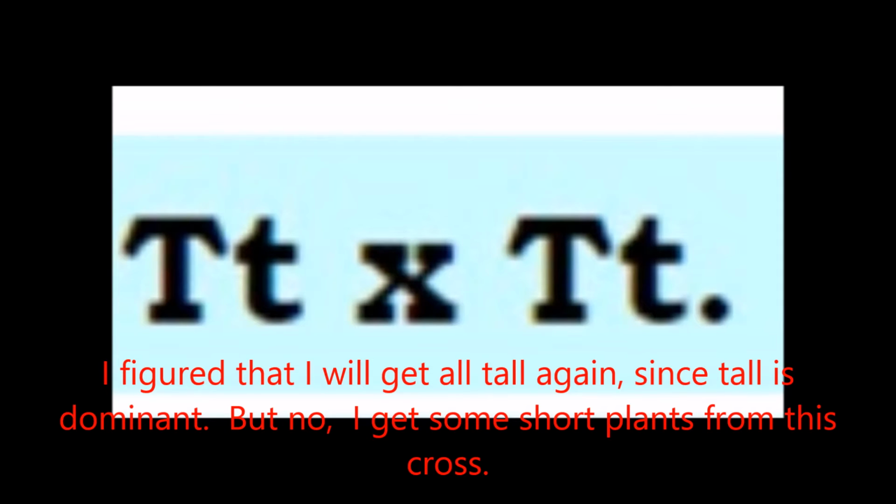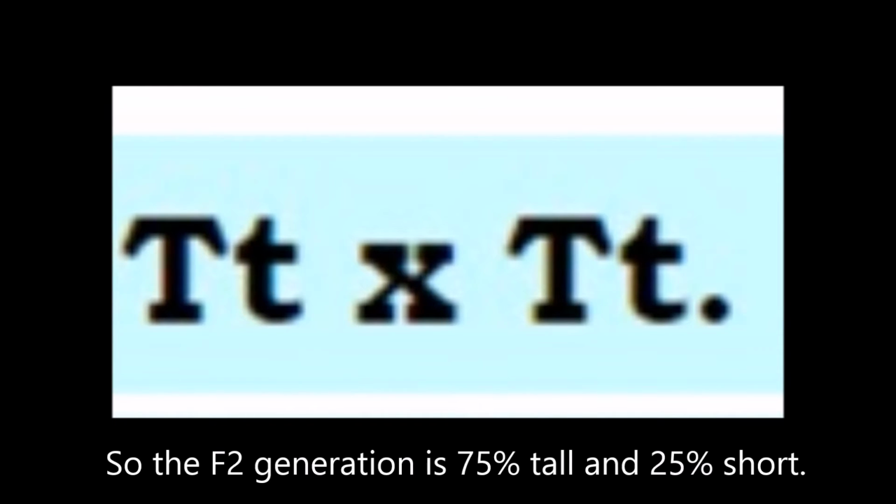Now I will explain the law of segregation. So I take 2 of the F1 generation, which are tall, and I cross them. I figure that I am going to get all tall again, since tall is dominant, but no. I get some short plants from this cross, so the F2 generation is about 75% tall and 25% short.